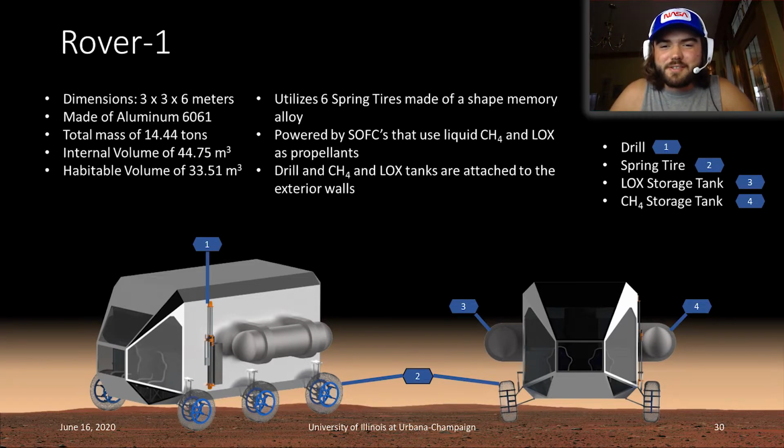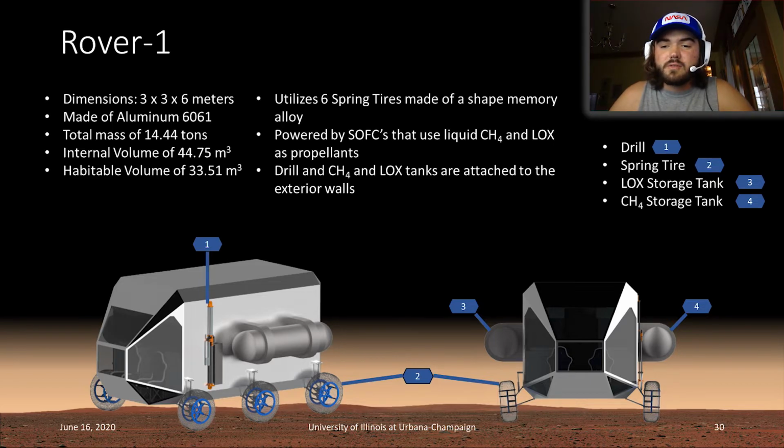Rover 1 operates as a mobile habitat for the surface mission. The base chassis is made of 3 cm thick aluminum 6061 with rough dimensions of 3 by 3 by 6 meters. Rover 1 has a total mass of 14.44 tons and an internal volume of 44.75 meters cubed. The interior is split into the living quarters and the suit chamber. Therefore, the habitable volume is actually 33.51 meters cubed.